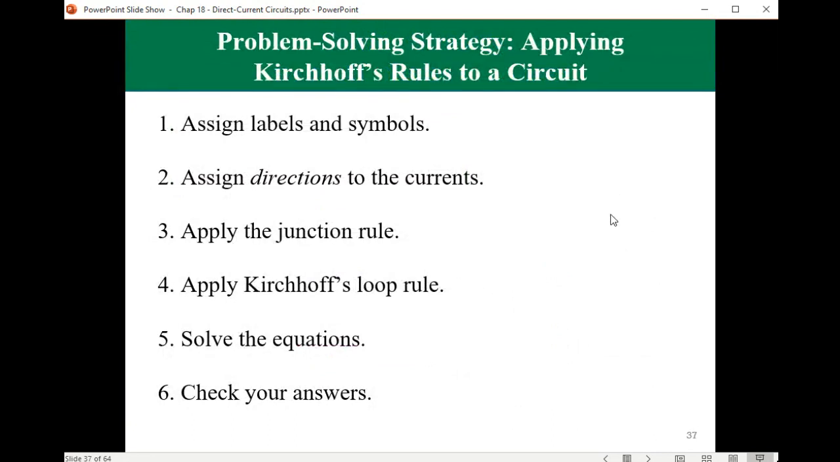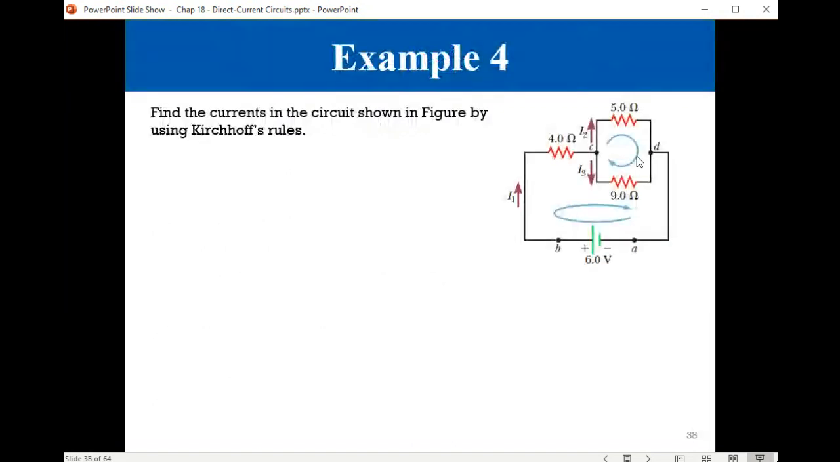Always, when you apply Kirchhoff rules to complex circuits, you need to label various parts of the circuits using proper symbols. You will assume certain directions for the currents. You will apply the junction rule to generate an equation. Then you apply the loop rule to generate other equations. Once you end up with the proper set of algebraic equations, you solve them for the unknown quantities.